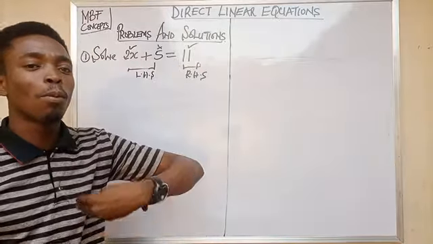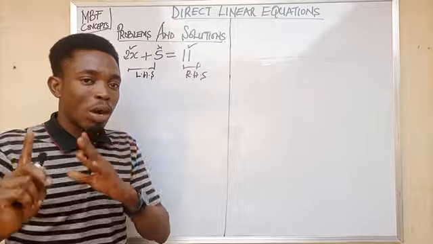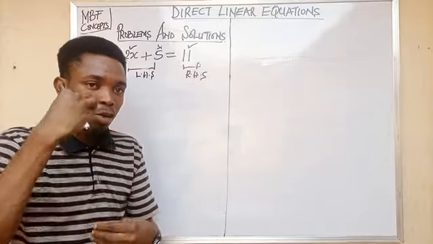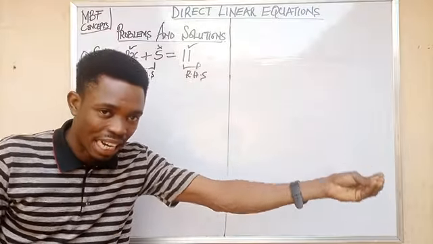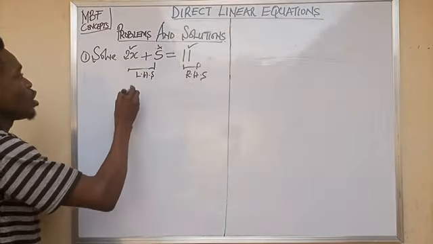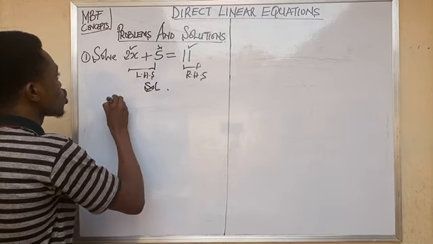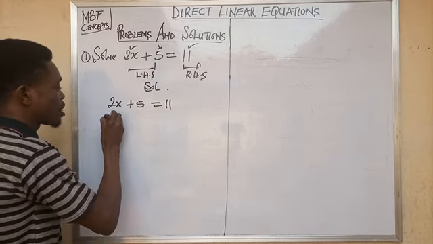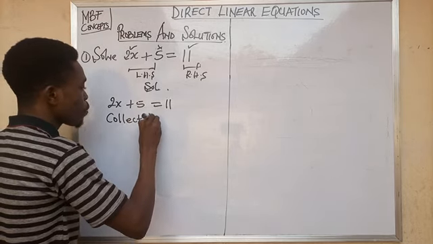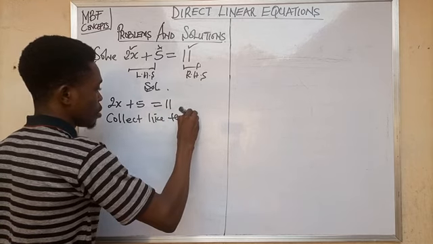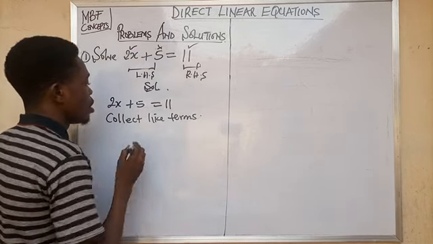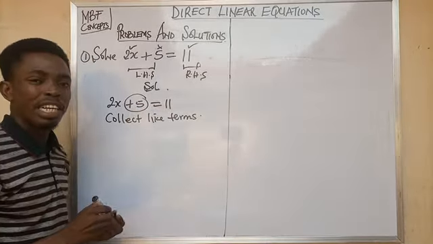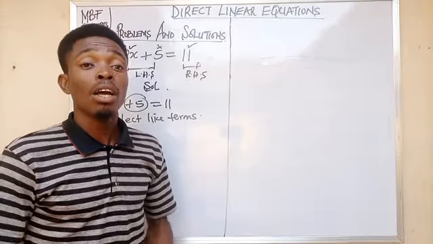So anytime you collect like terms, like we said in rule number 2 and number 3, something happens to that particular term that is wrongly positioned, that you are moving from the left to the right or from the right to the left, guys. So now let's head on. This is our solution. We have 2x plus 5 is equal to 11. Now we simply say collect like terms. So now that you know that plus 5 is the wrong term here, what do we do?